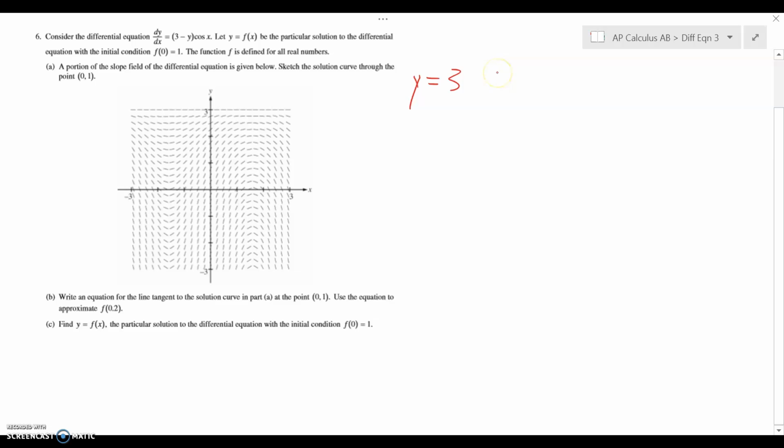If you put a y equals 3 value into the slope field, you're going to get 0 times the cosine of x. What happens then is you create this line or this band of 0 slopes. So those are all 0 slopes. It's also referred to as an equilibrium solution, which they're not referencing that specific term here, but we've encountered that term before. That actually is going to come into play right at the end of this problem.